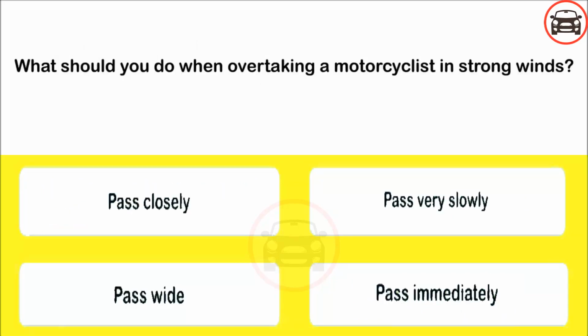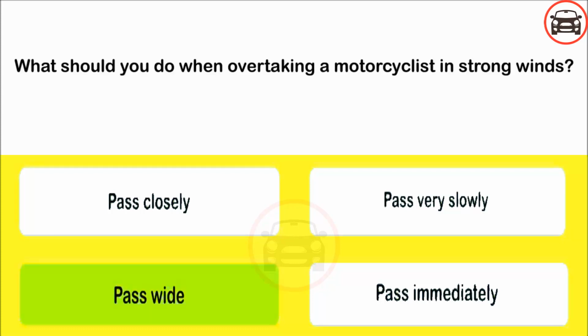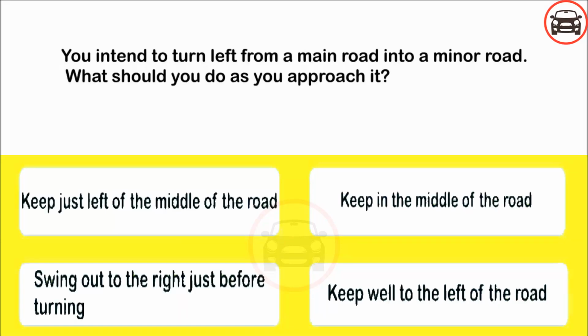What should you do when overtaking a motorcyclist in strong winds? Pass closely. Pass very slowly. Pass wide. Pass immediately. Pass wide.